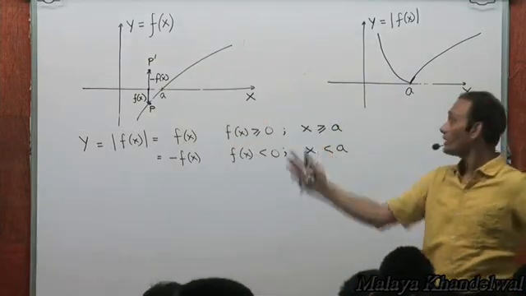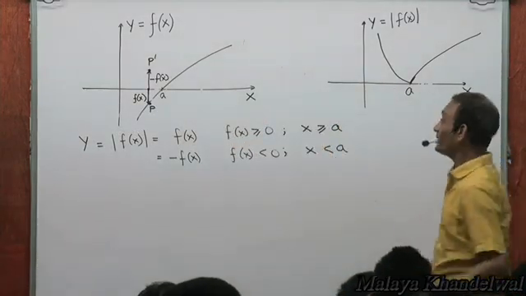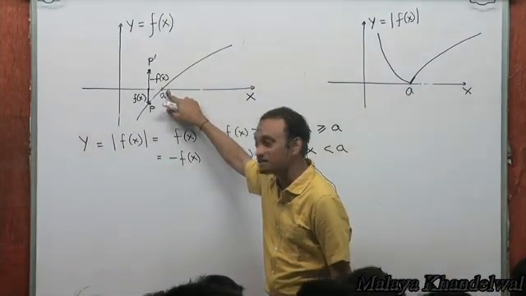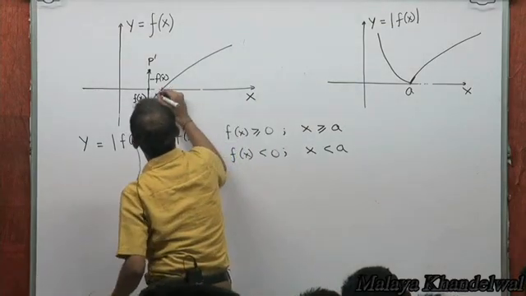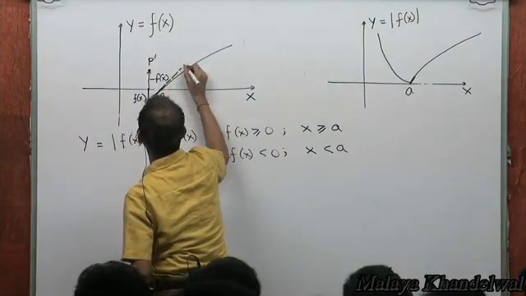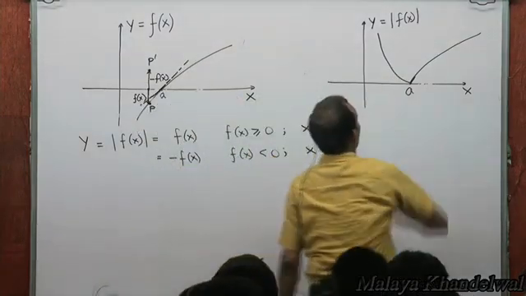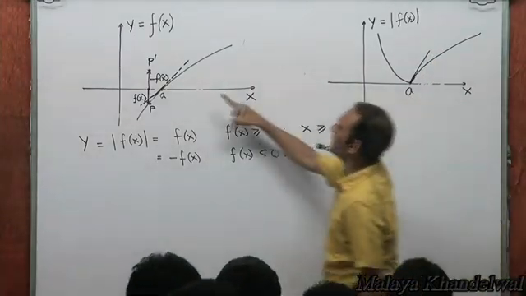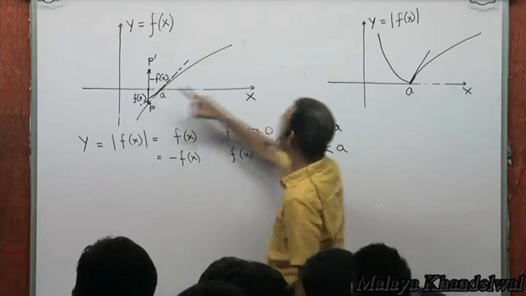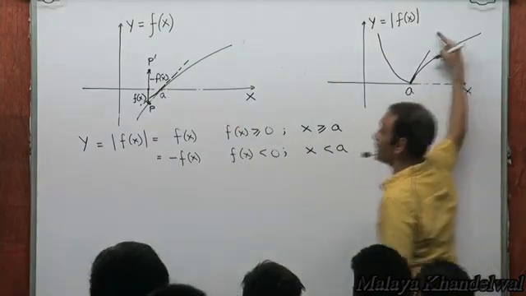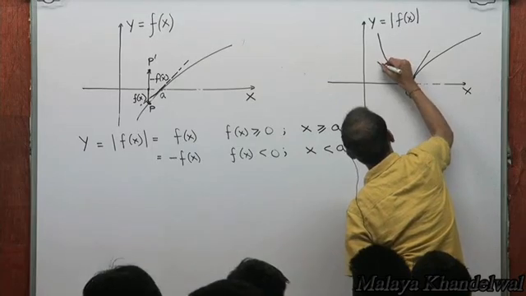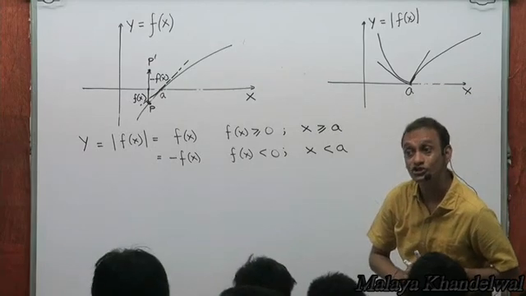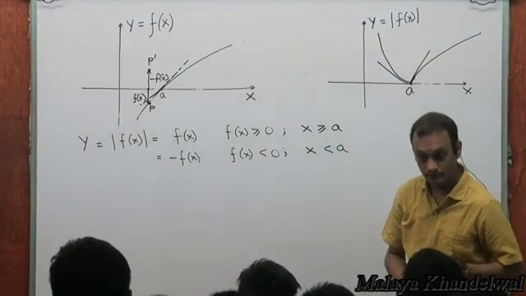Now, f(x) was a good function. It enjoyed continuity at x equal to a, and in fact, it also enjoyed differentiability at x equal to a. But look at mod f(x). The right hand derivative was not touched. The right hand derivative at x equal to a of this was the same as the right hand derivative of f(x) at x equal to a. But the left hand derivative now became this. So then differentiability was lost. Yes or no?